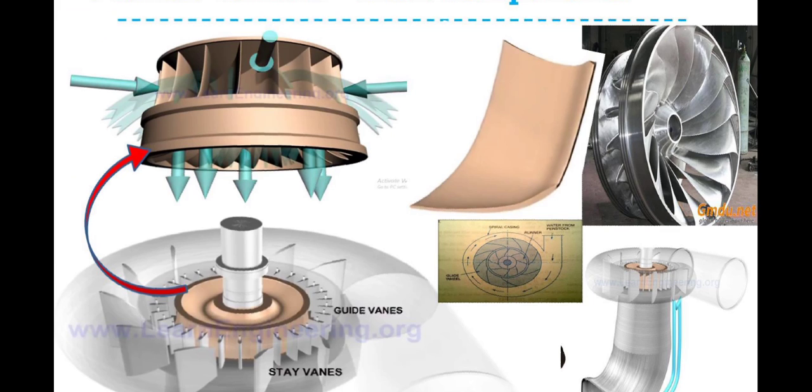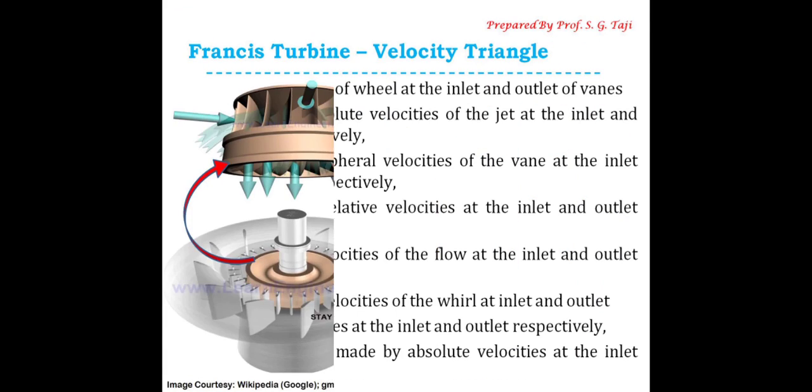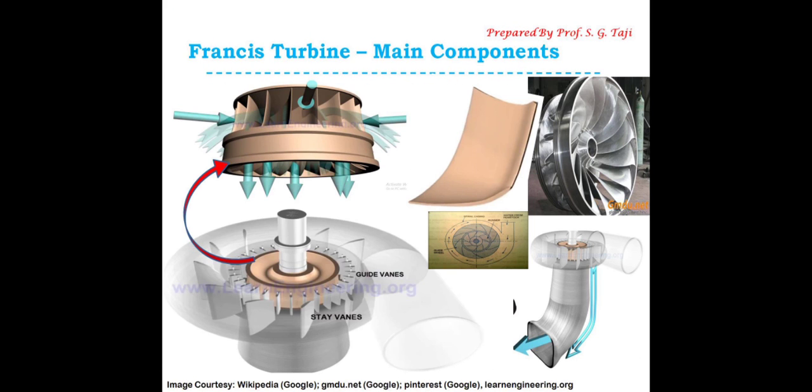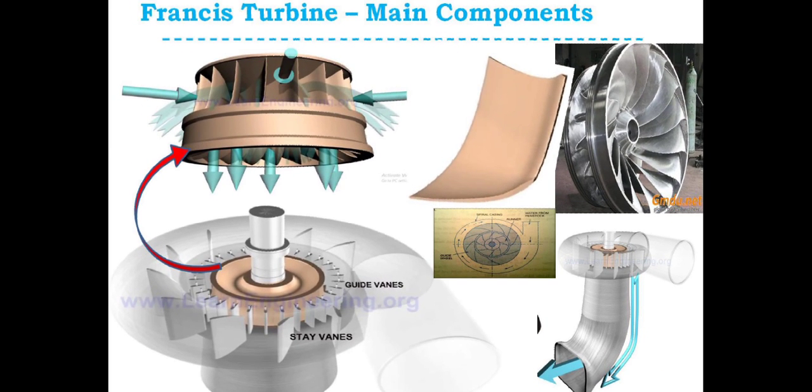Main components you can see from this photograph of the Francis turbine. This is the draft tube. As we already told in the introduction class, in order to make it more efficient, different shapes of draft tubes are used at the exit of the Francis turbine.